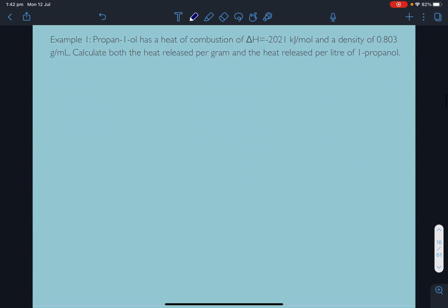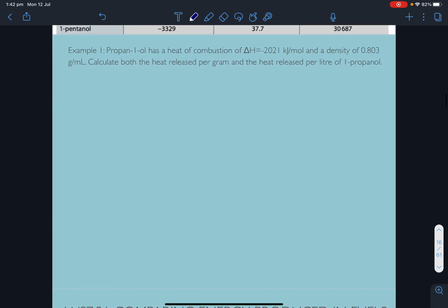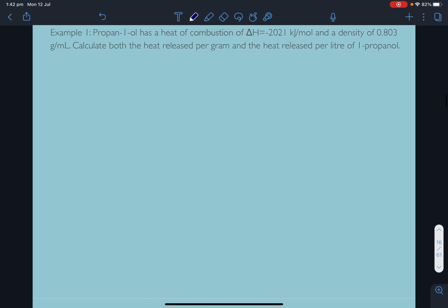Let's look at a problem first. My biggest tip is you're just doing some conversions, so just use your units to cancel out. Okay, let's have a look. Propan-1-ol has a heat of combustion of negative 2021 kilojoules per mole and a density of 0.803 grams per milliliter. Calculate both the heat released per gram and the heat released per litre.